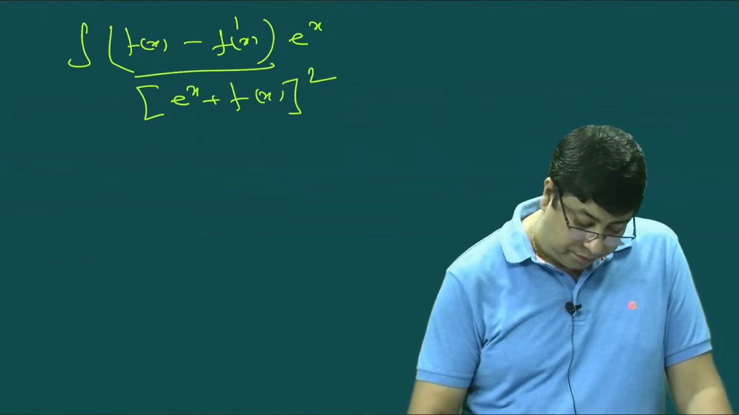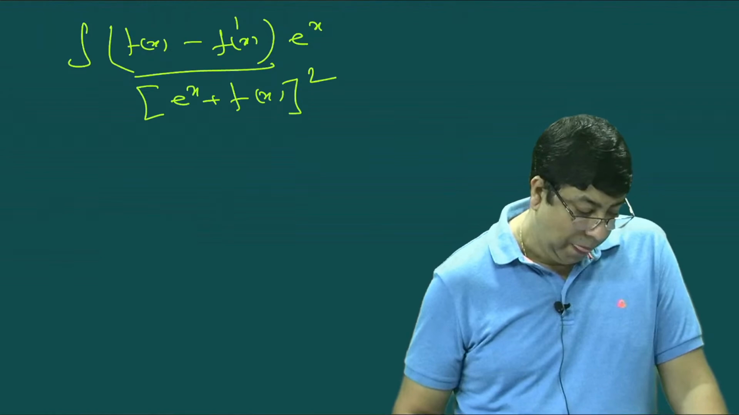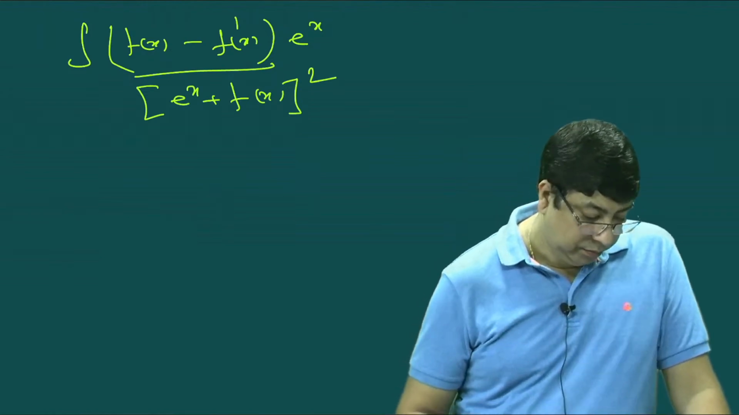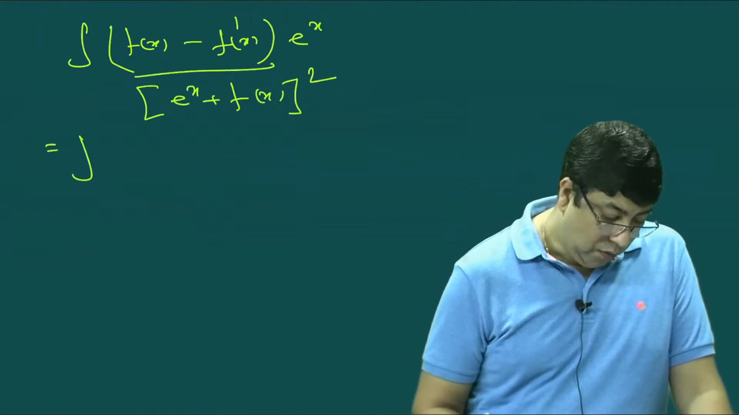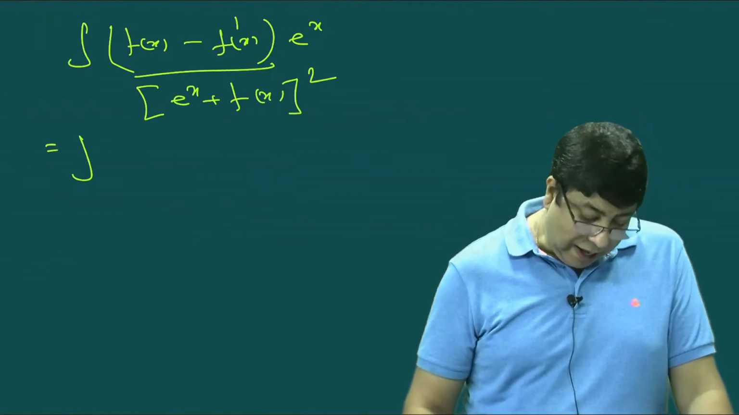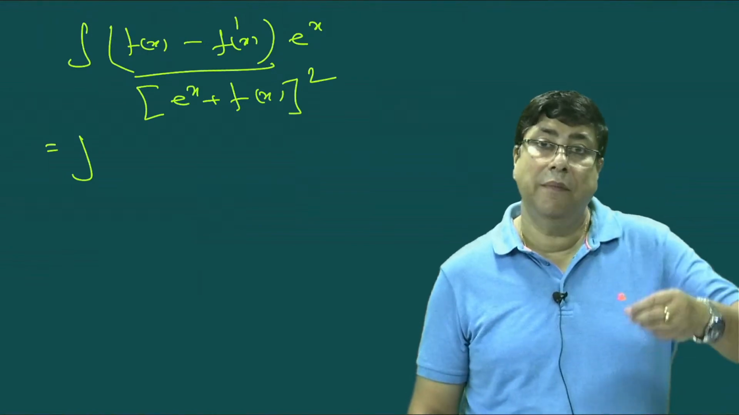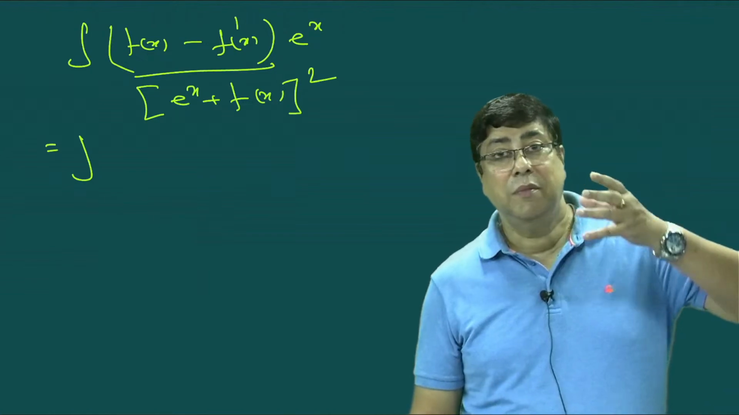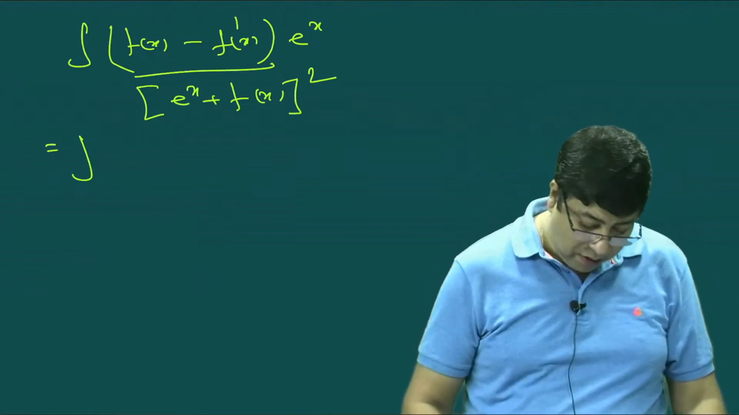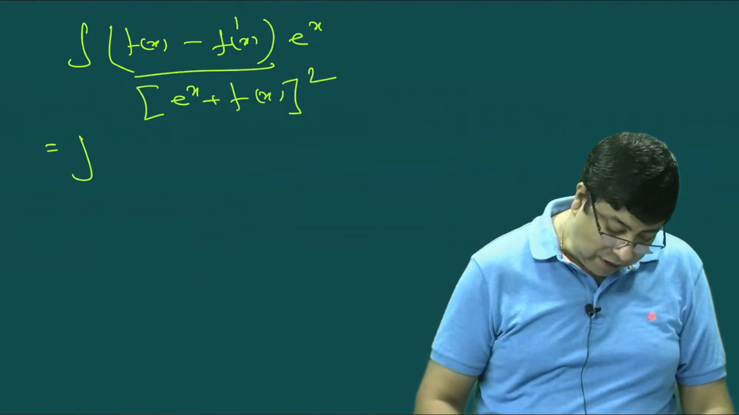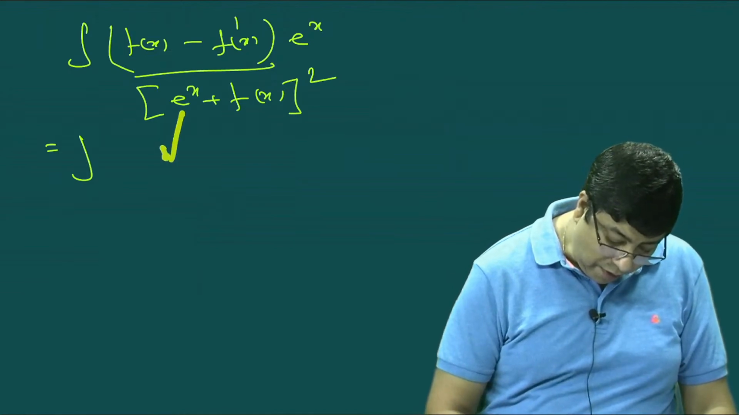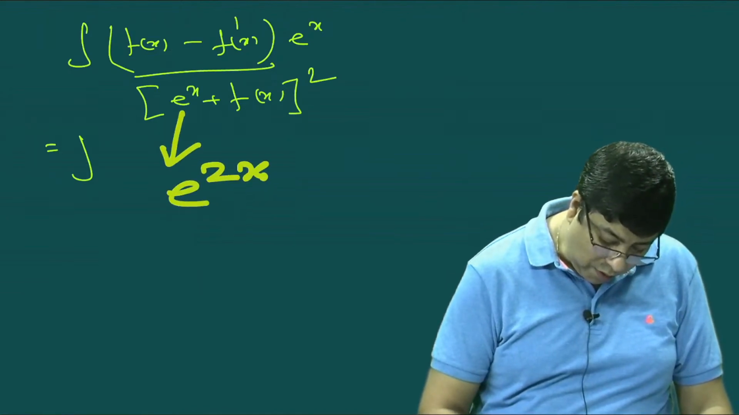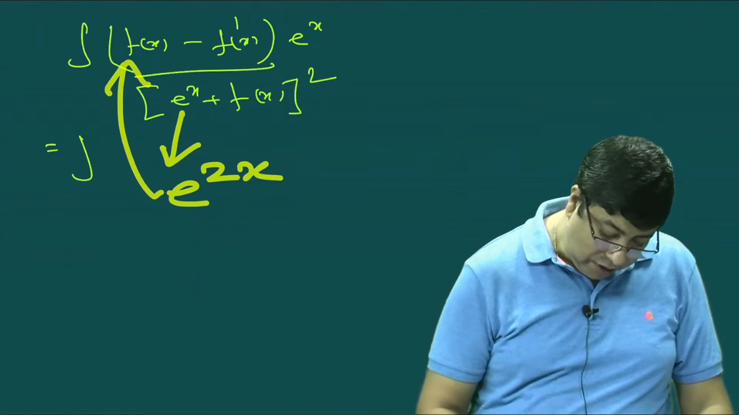What to do here? First of all, let's calculate. What we have to do? Let us take e to the power x from the bracket and multiply with the numerator, same concept everyone. If we take e to the power x outside, it is coming out as e to the power 2x and divide in the numerator. This is the concept.